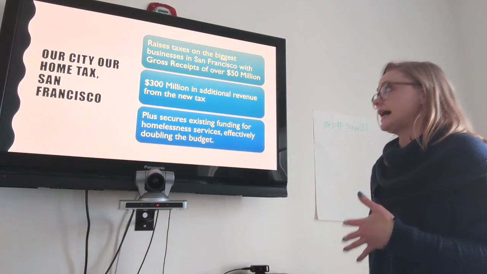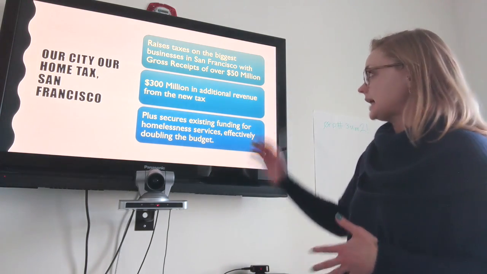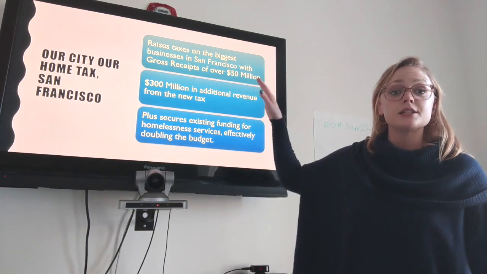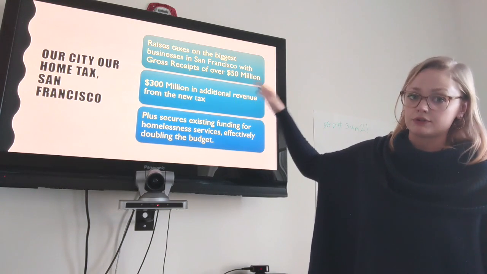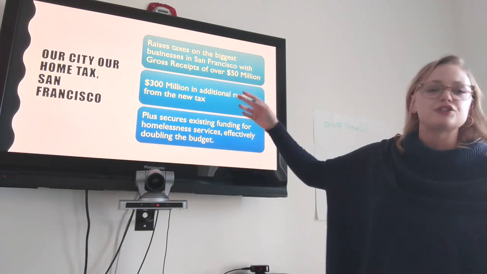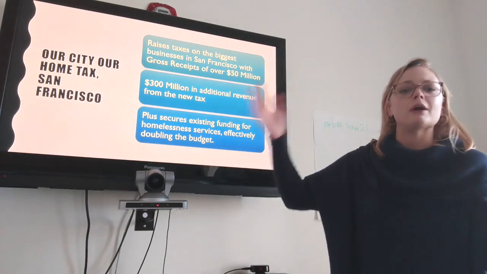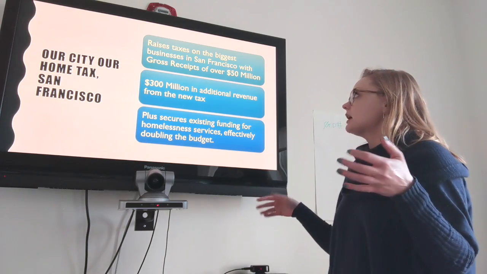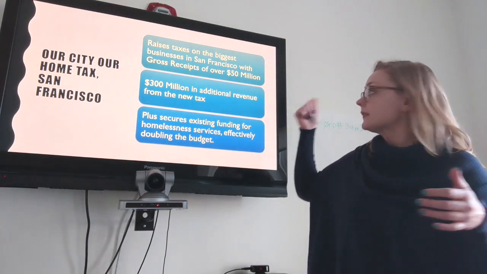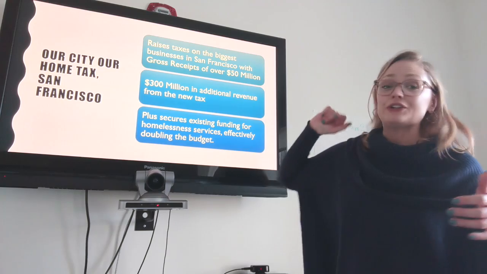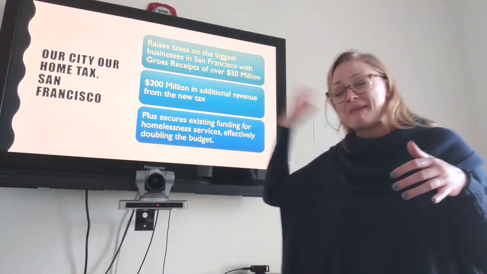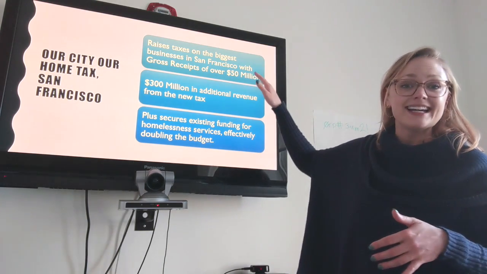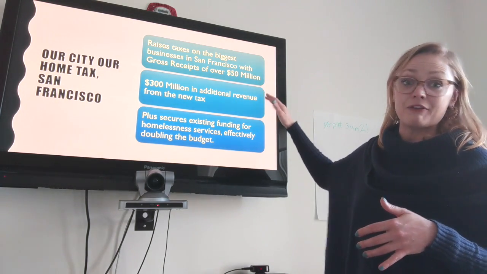So the Our City, Our Home tax, what it does is it's going to increase taxes on businesses with over $50 million in gross receipts. Gross receipts, just like roughly, it means revenue. So if you have over $50 million in revenue in the city of San Francisco, your taxes are going to go up a little bit. Which, mind you, these businesses also just got a massive tax break from the Trump tax cuts. So this is nothing. This is a drop in the bucket compared to the windfall that they're getting.